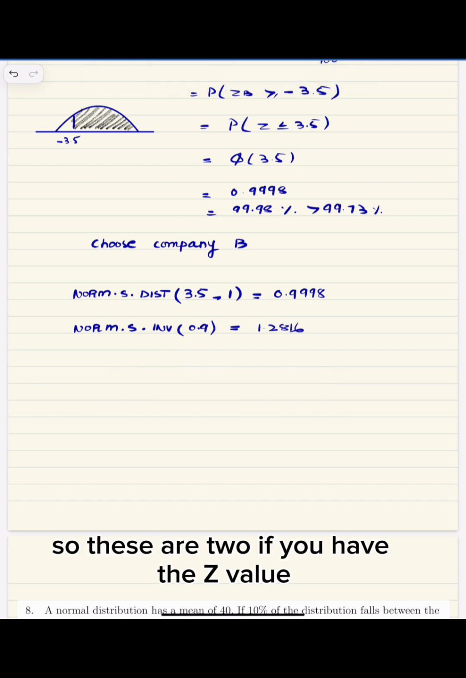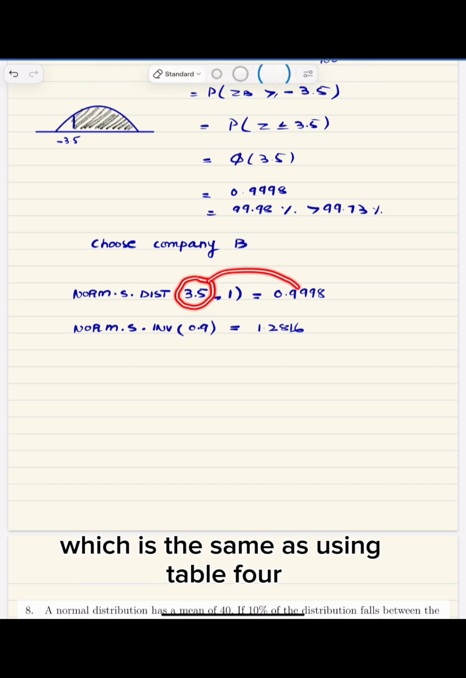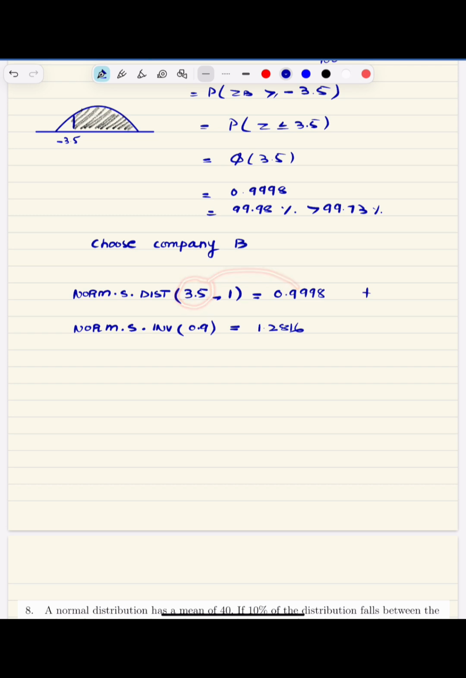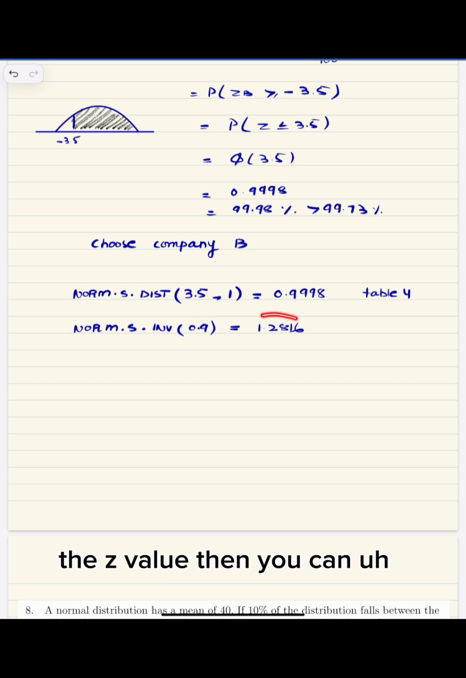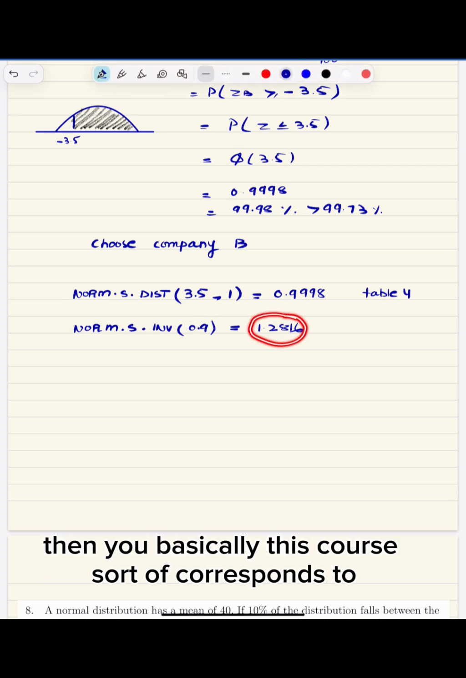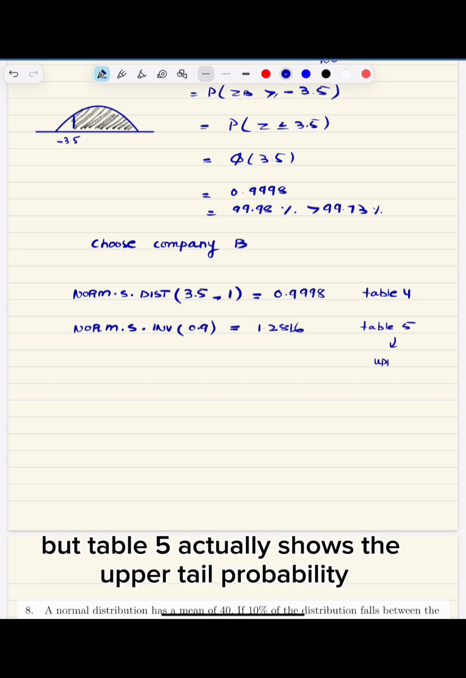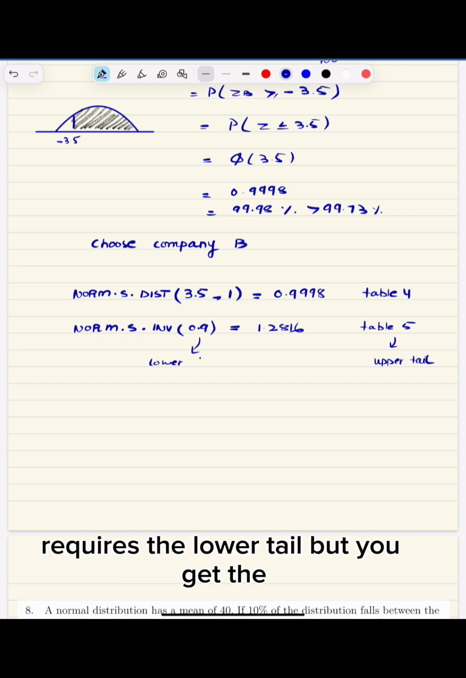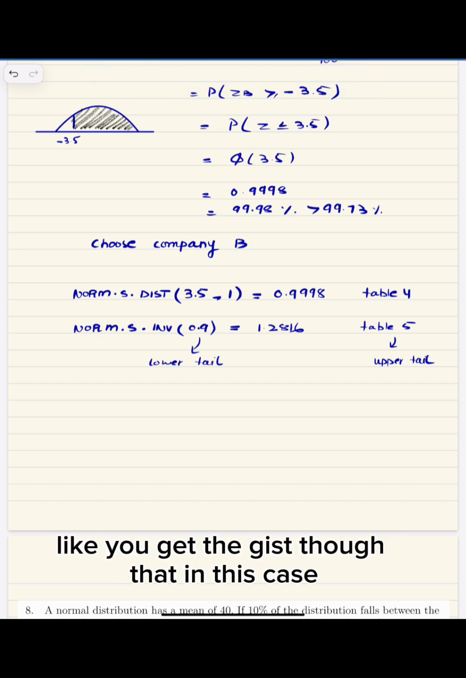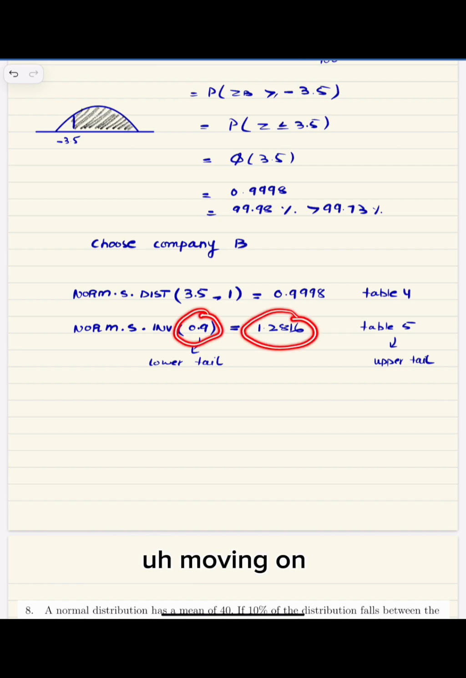So these are two options. If you have the Z value and you want to find the probability, you can use this formula, which is the same as using table 4. However, if you have the probability and you want to find the Z value, then this sort of corresponds to table 5, but table 5 actually shows the upper tail probability, whereas Excel requires the lower tail. But you get the gist: in this case you give the probability and you find the Z value. Okay, moving on. Next question.